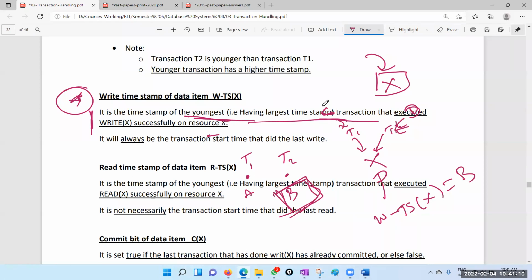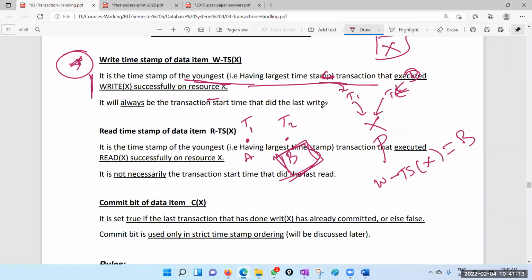Right. So then how can you find the read timestamp? Well, these are the things that the database manages internally. The read timestamp of resource X is the timestamp of the youngest transaction that executed a read successfully on resource X. Again, the timestamp will be the timestamp of a transaction, not the time the read operation is done.